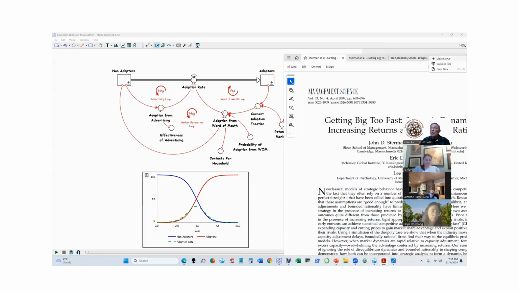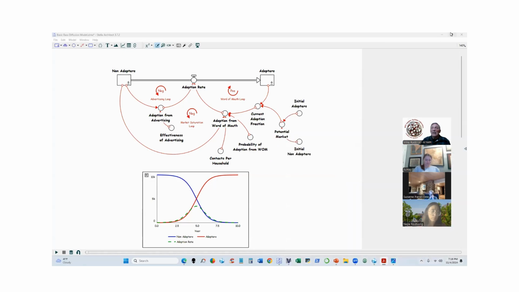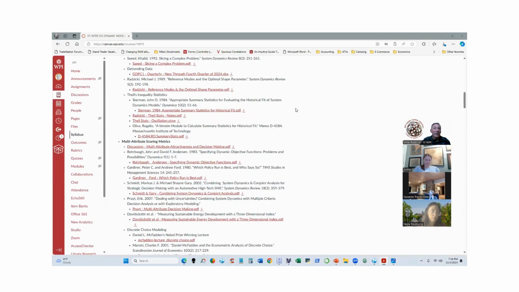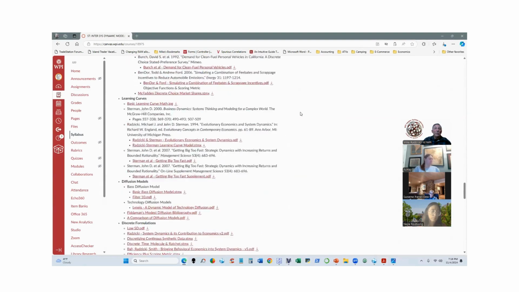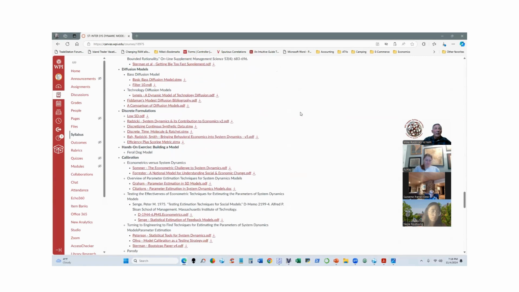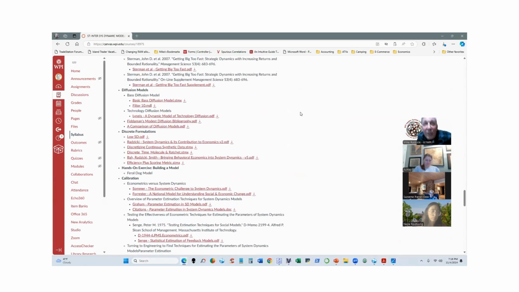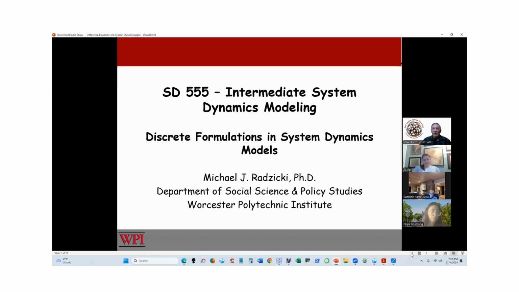So let's move this out of the way. Shrink that down. What else do I got here? Attribute, ordering, diffusion. All right, last kind of topic for tonight, discrete formulations. I think we're going to get through everything and we can start working on a model next week. So I do have a PowerPoint here somewhere. Let's take a look at the PowerPoint slideshow here.